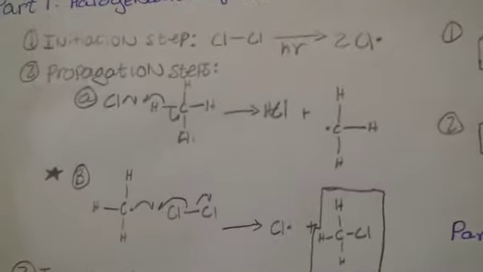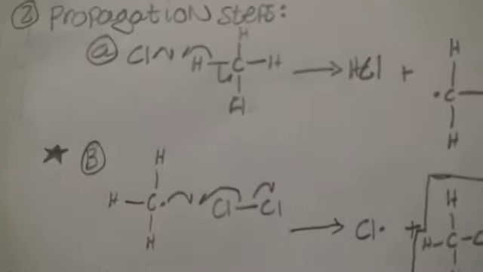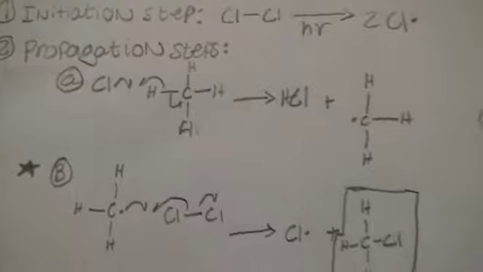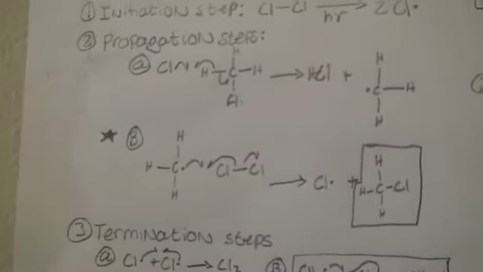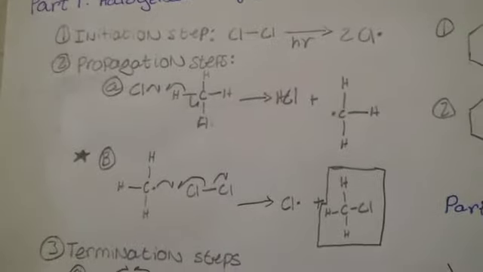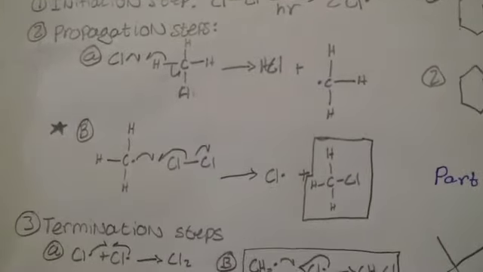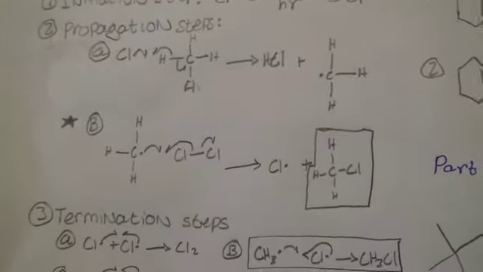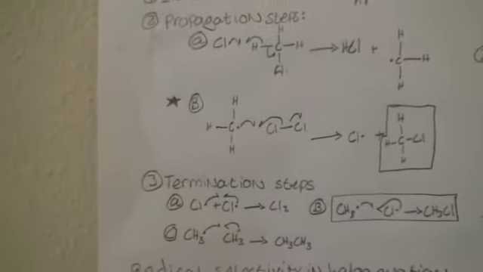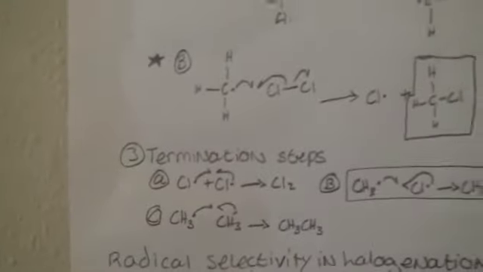Then you start a series of propagation steps, which is when a radical reacts with a non-radical. A propagation step will give you your major product, or another way of saying that is your major product will be the product of a propagation step. The reason for that is this reaction will spend most of its time propagating and terminate only a little bit of the time at the very end.